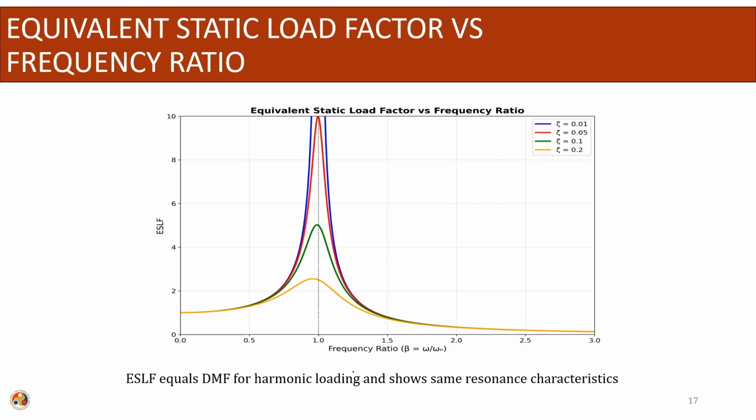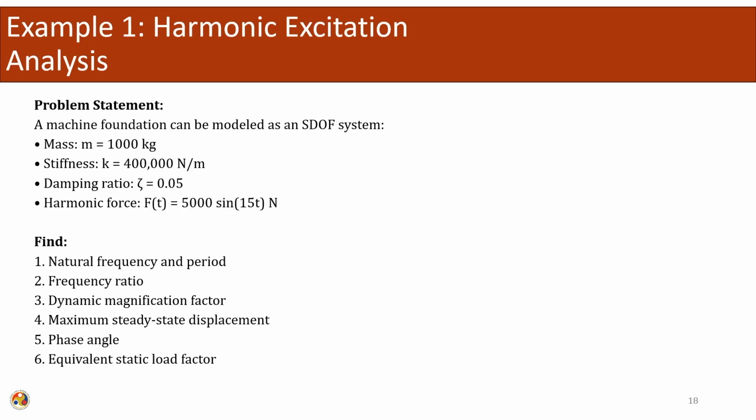Again the same thing denoted in terms of equivalent static load factor. Here we are showing the dynamic increase factor, and the same graph using the equivalent static load factor, so the same resonance characteristics will be followed. Here we are trying to give some small examples, so that we can get some hands on knowledge of the analysis of the single degree of freedom system. A mass is taken, stiffness is taken, damping ratio is taken, and a harmonic force is applied to the system.